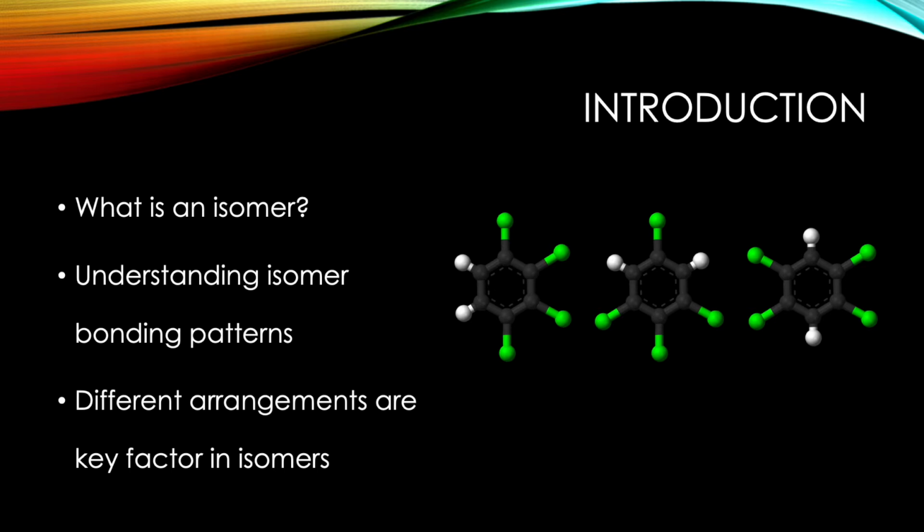have different arrangements. In this video, I will teach you about the bonding patterns of isomers and how this relates to identifying the similarities between the isomers. We will also look at how the different arrangements allow us to identify different types of isomers. Looking at the image to the right, we can see how each structure has the same number of each element, but is simply rearranged differently, giving the different structures their own traits and characteristics.